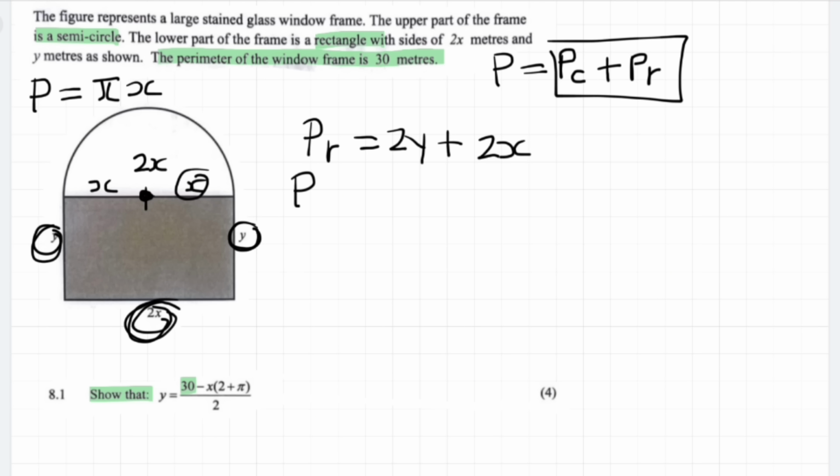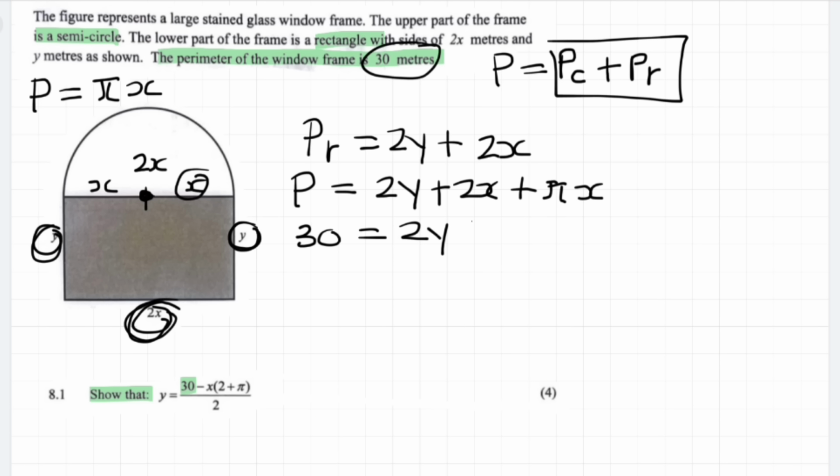So the perimeter of all of this frame is going to be equal to 2y plus 2x, and then plus pi x, just like that. Now the perimeter we're given for this whole frame is 30. So 30 is equal to 2y plus 2x plus pi x. On this one, they want the value of y.